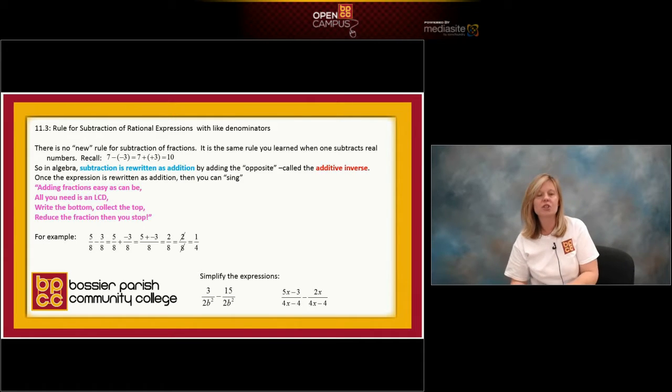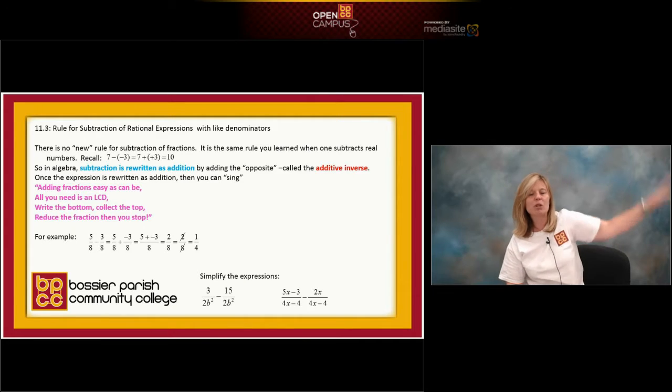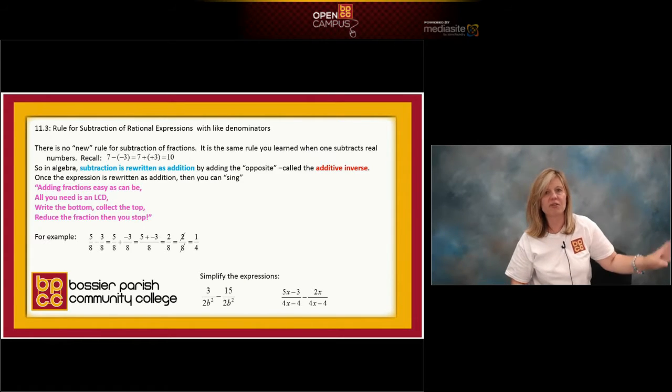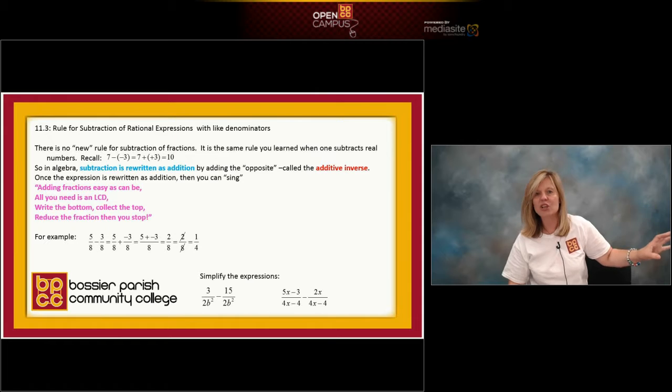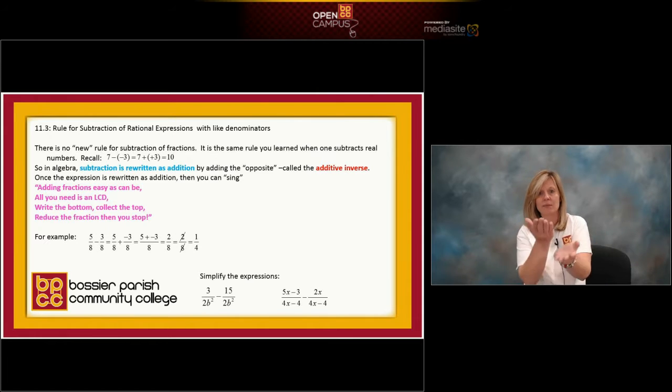So the moral of the story is, just like we talked about, there's no such thing as division in fraction land. Division got changed to multiplication, equal operations. There is no such thing as subtraction in fraction land. Subtraction gets changed to addition by adding the opposite, the additive inverse. All right, let's rock and roll on the whiteboard with some examples.